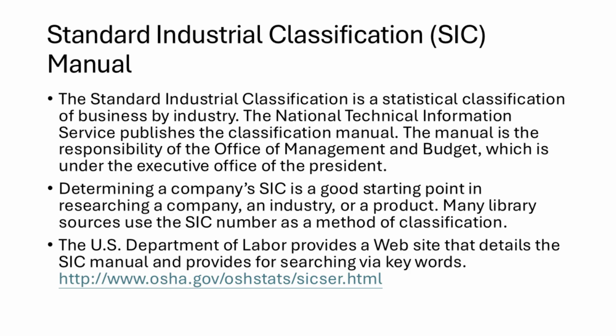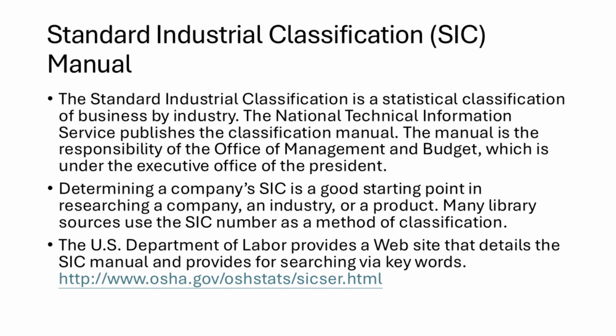The Standard Industrial Classification is a statistical classification of business by industry. The National Technical Information Service publishes the classification manual. The manual is the responsibility of the Office of Management and Budget, which is under the Executive Office of the President. Use of the SIC promotes comparability of various facets of the U.S. economy and defines industries in accordance with the composition and structure of the economy.